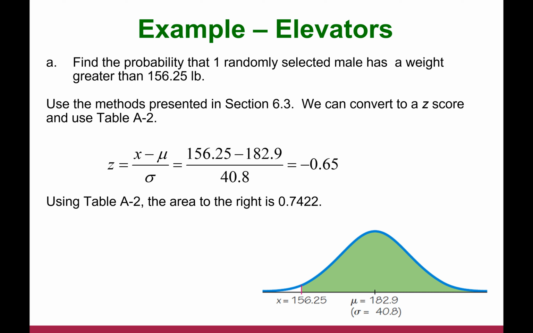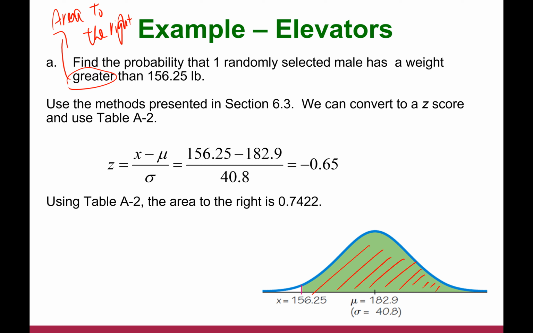Now find the probability that one randomly selected male has a weight greater than 156.25. So you draw the bell curve, and you're looking for the area to the right because of the keyword greater than. Draw the bell curve, visualize this, we're looking for the area to the right here.